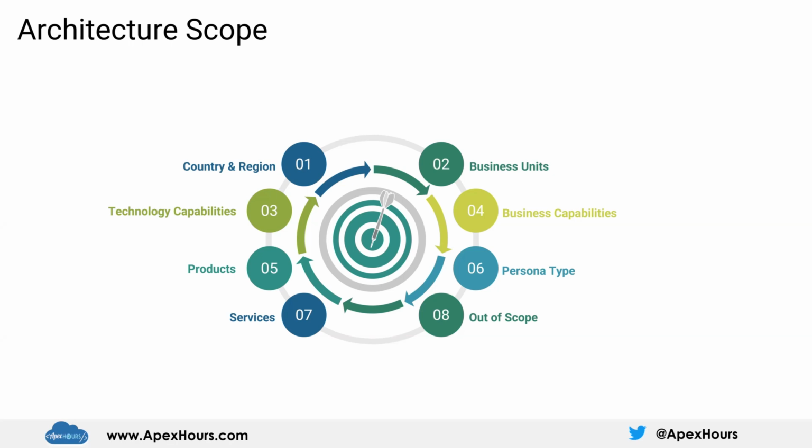And last but foremost, out of scope, a very important factor that you need to consider in the architecture scope. You need to know the things which are out of scope, which are not being discussed as part of the project or architecture, might be some other team already working on them or that part already completed. So make sure that you outline that and have agreement with the different stakeholders on the out of scope items as well.